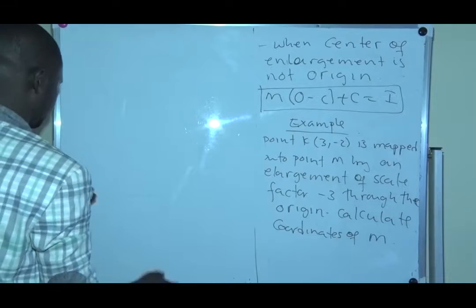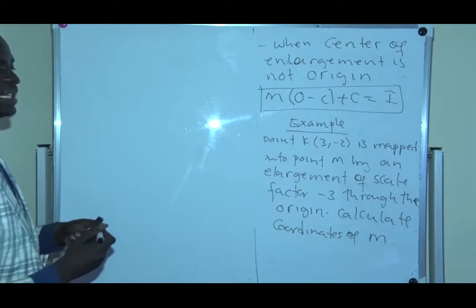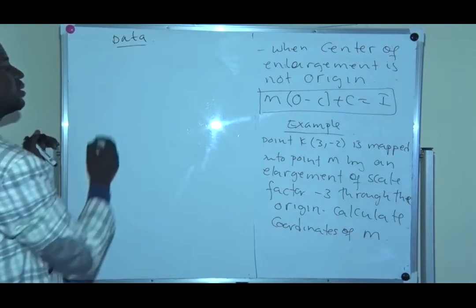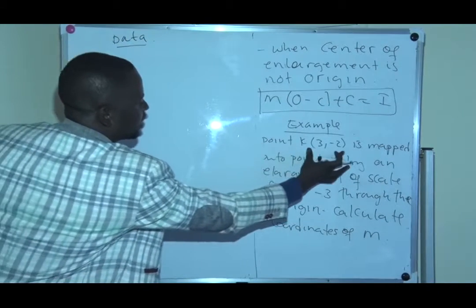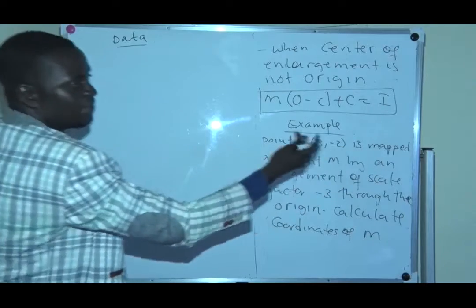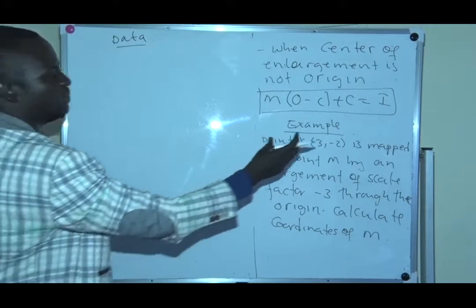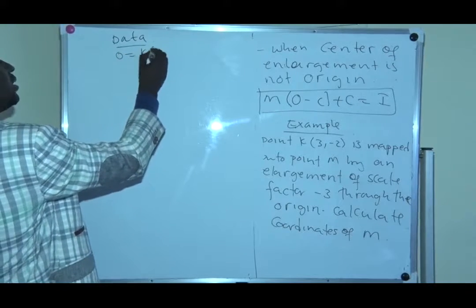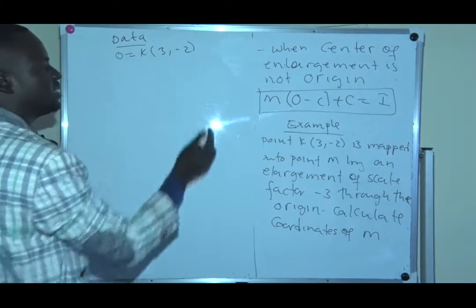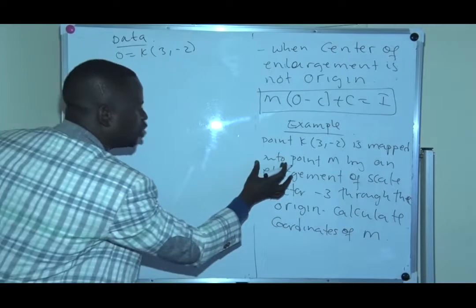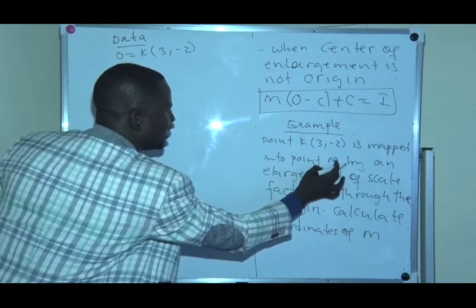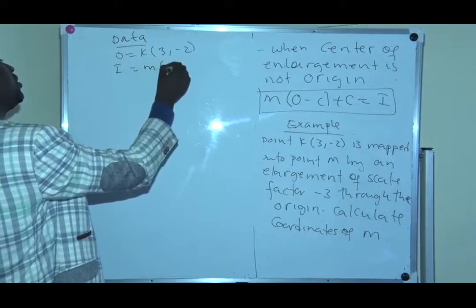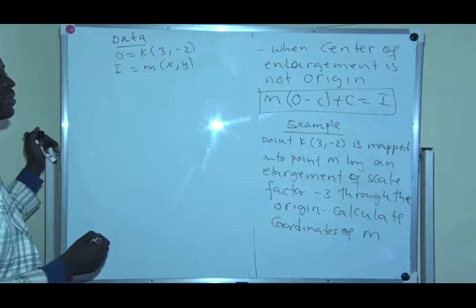So the first thing you need is data collection. You must have data. Very important. Point K (3, -2) is mapped. Remember we said, the one being mapped is the object. So the object is point K (3, -2), because it's the one being mapped, onto, that is the image, point M. So the image is point M.